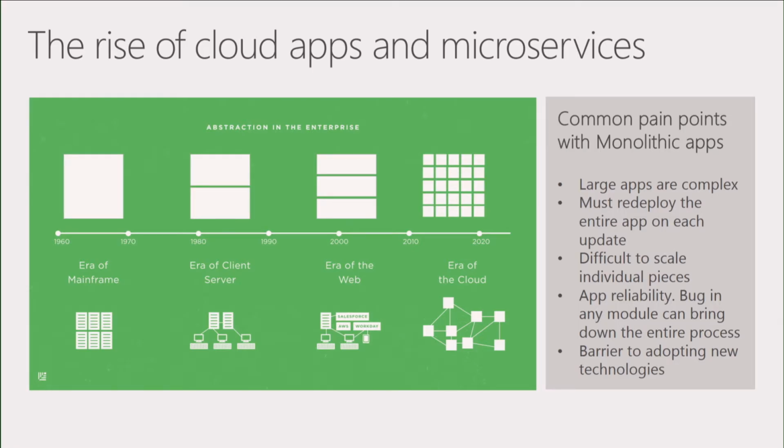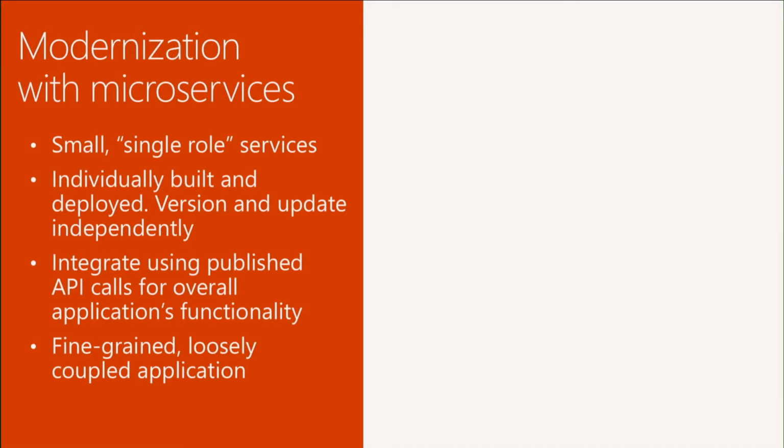And finally, application reliability. If there is a bug in one area of your application, maybe in the middle tier there's a memory leak or something, that could take down the entire process, if not the entire application. So your application overall is more susceptible to failure, which has led to new application models, this concept of microservices, which is all about creating small single-role services. As you think of something like an e-commerce website, each service that you build, maybe one is the shopping cart, and one's the order transaction component.